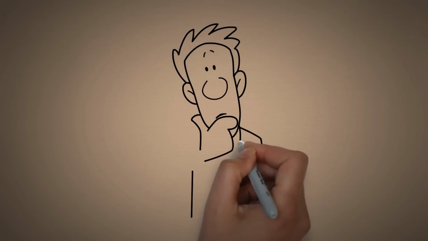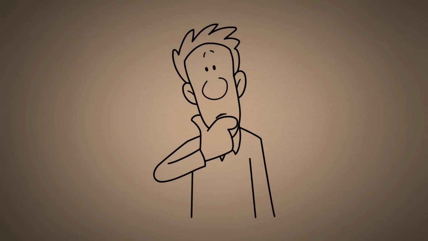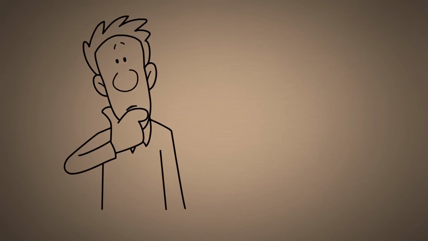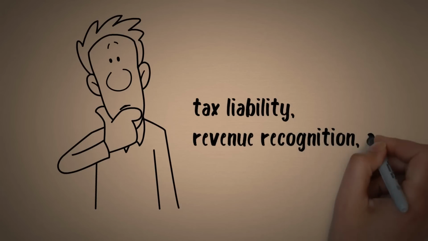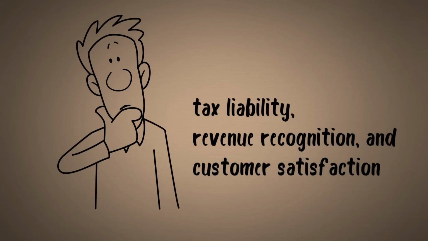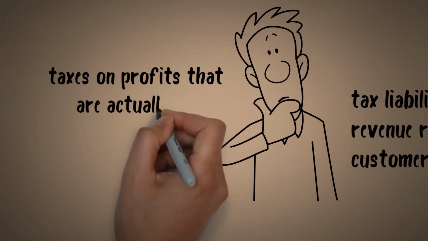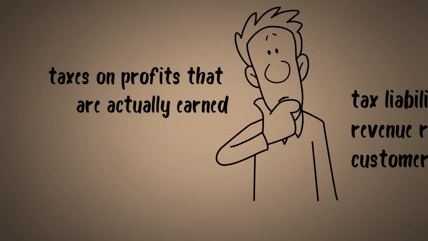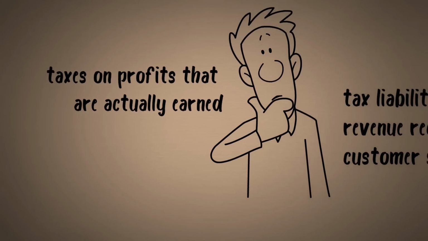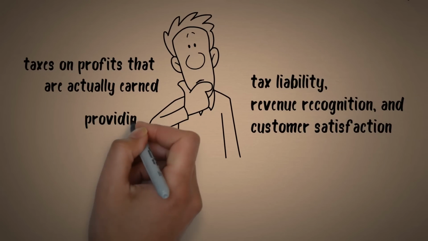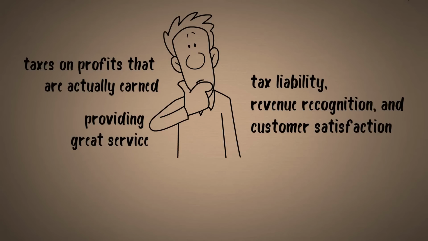Why is it important to choose the right accounting period? Businesses should choose the right accounting period because it can impact a number of things, including the business tax liability, revenue recognition, and customer satisfaction. By aligning the accounting period with the business sales cycle, businesses can ensure that they're only paying taxes on profits that are actually earned and that revenue is recognized when it's generated. Additionally, by considering their customers' needs, businesses can ensure that they're providing the level of service that their customers expect.